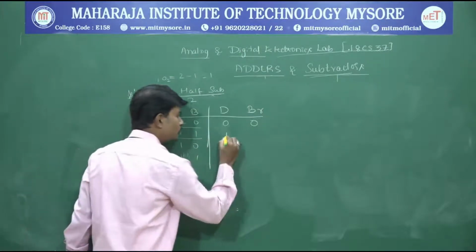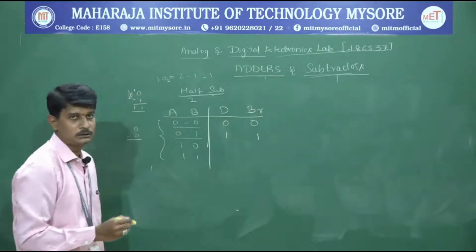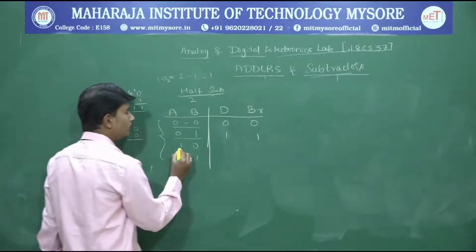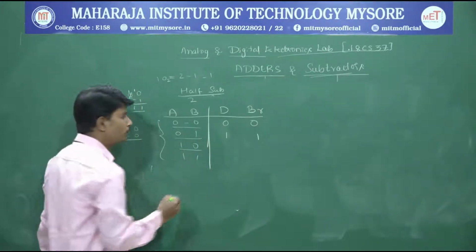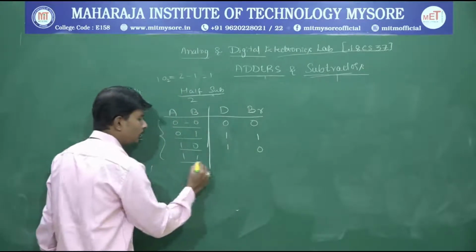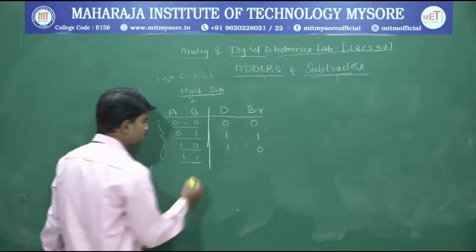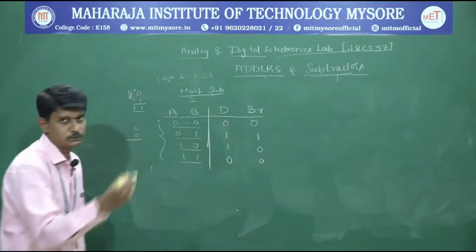You end up with a difference of 1 and a borrow of 1. In the third combination, if you subtract 1 minus 0, you end up with a difference of 1 and a borrow of 0. And again for 1 1, the difference is 0 and the borrow is also 0.